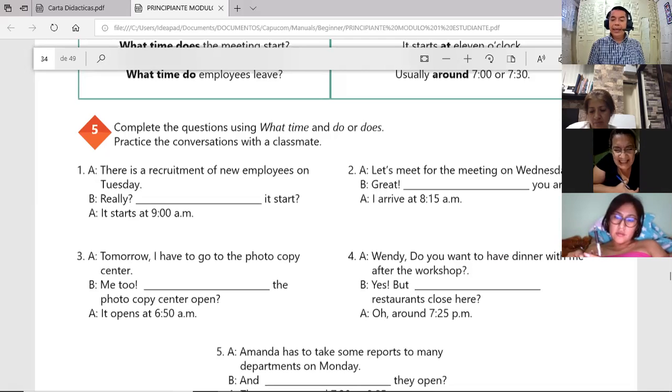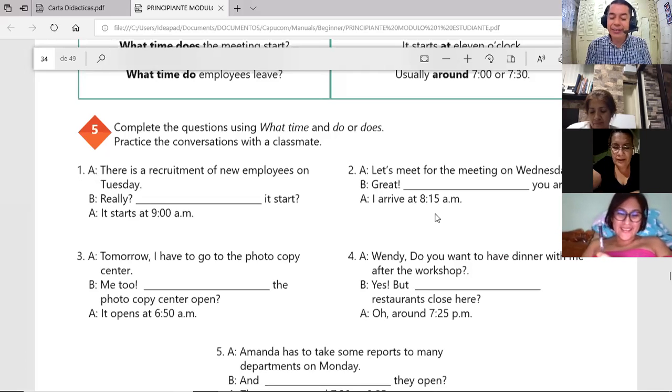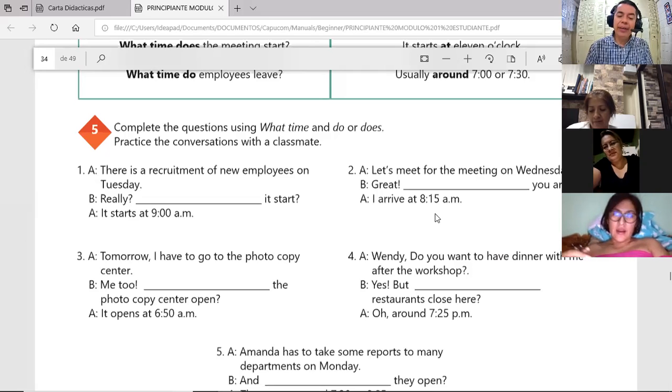Ayúdeme, teacher. Fifteen. With F. Fifteen. Arrive. Okay. Se me adelantó Tatiana, ¿verdad? Es arrive. Arrive. Look at my lips. Arrive. Labial dental, right? Labial dental.